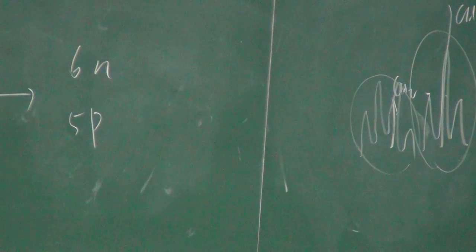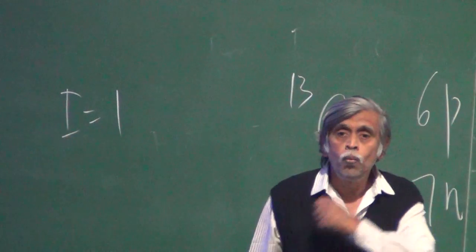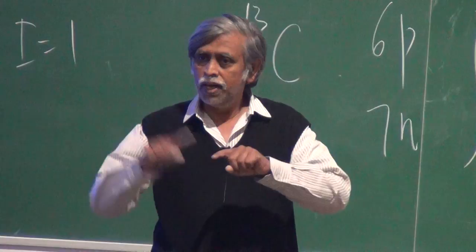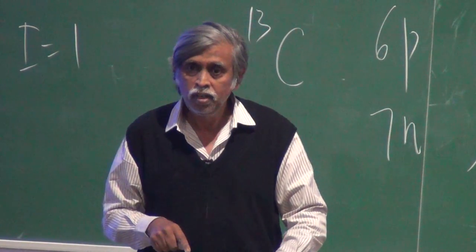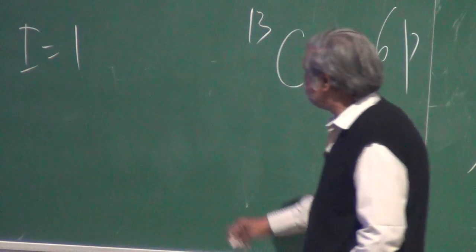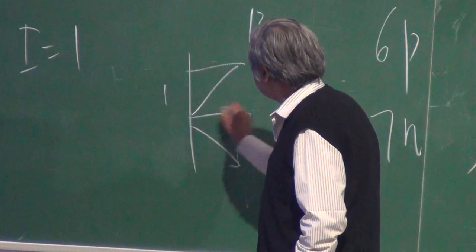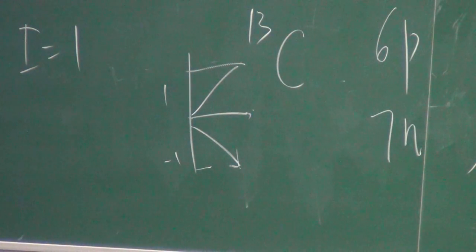What will happen if I equals 1? What will happen to the splitting? What are the m values for I equals 1? For I equals 1 half, the m values are plus half and minus half. For I equals 1, what would be the values? 1, 0 and minus 1. Therefore, the states would be plus 1, 0, minus 1.